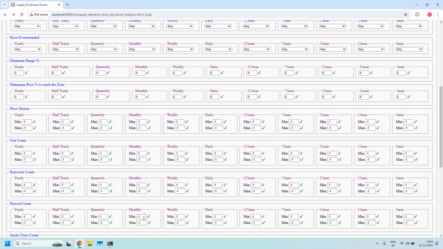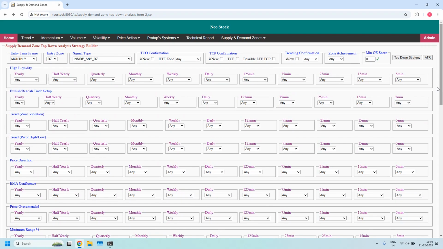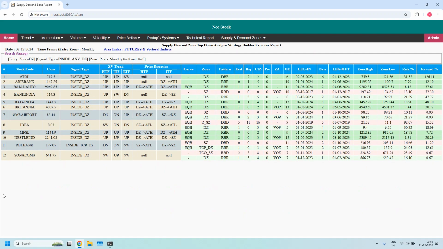So in the pierced count, monthly time frame, I am setting minimum value 0 and maximum value 0, that means pierced count is 0. That means the zone is not pierced. Let's filter. 12 stocks are filtered where price closed inside these monthly demand zones. We can further filter these stocks based on monthly EMA Confluence.